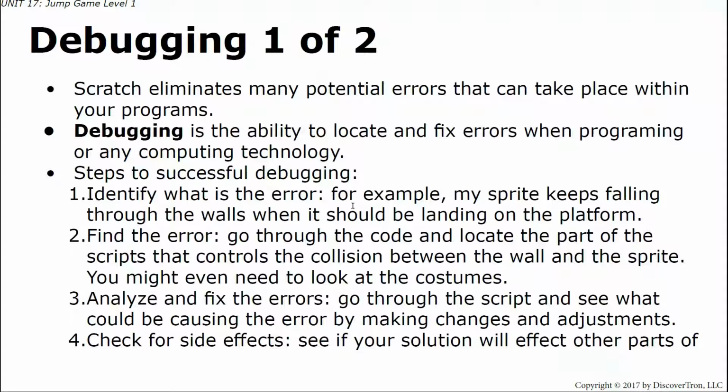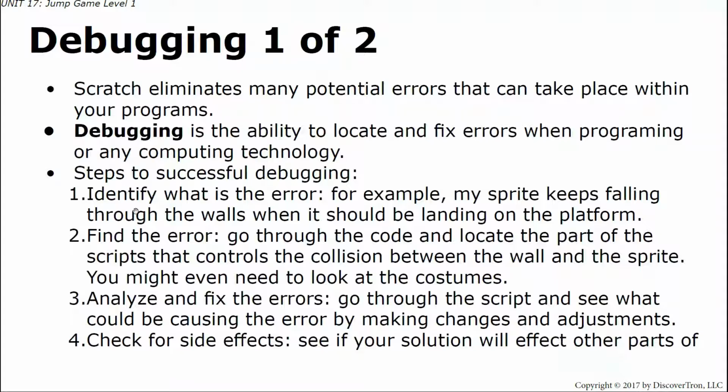Okay. The definition of debugging is the ability to locate and fix errors when programming or any computing technology. And debugging crosses not just programming, but any sort of technical endeavor, or I guess anything in life in general. Now, when you debug, there's 4 steps to go through. 1, you got to identify the error. 2, find the error. 3, analyze and fix the errors. And then 4, check for side effects. You follow those 4 steps for debugging, you're going to be just fine.